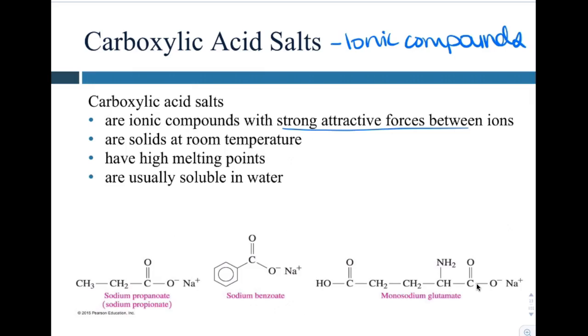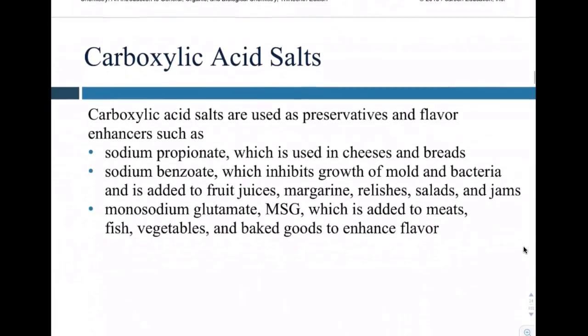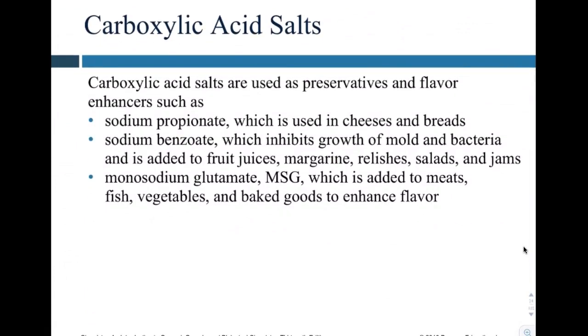And so here you've got some examples of some carboxylic acid salts. How about this one? Monosodium glutamate, MSG. That is a carboxylic acid salt. They're also used as preservatives, flavor enhancers. Sodium propionate, which is used in cheese and bread. We talk about that. Sodium benzoate. You've got monosodium glutamate, MSG. You also have sodium acetate, which is used in salt and vinegar chips to make that acetate vinegar flavor.